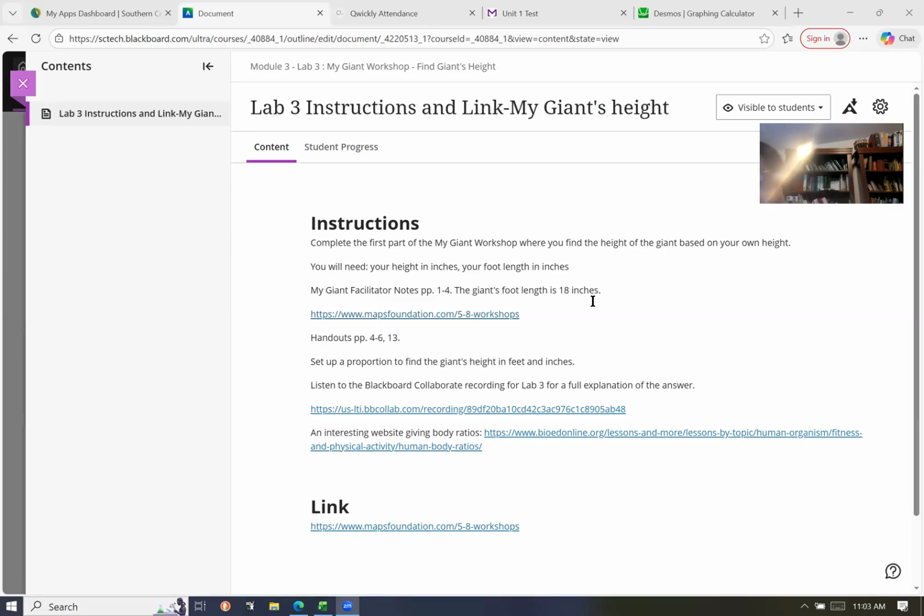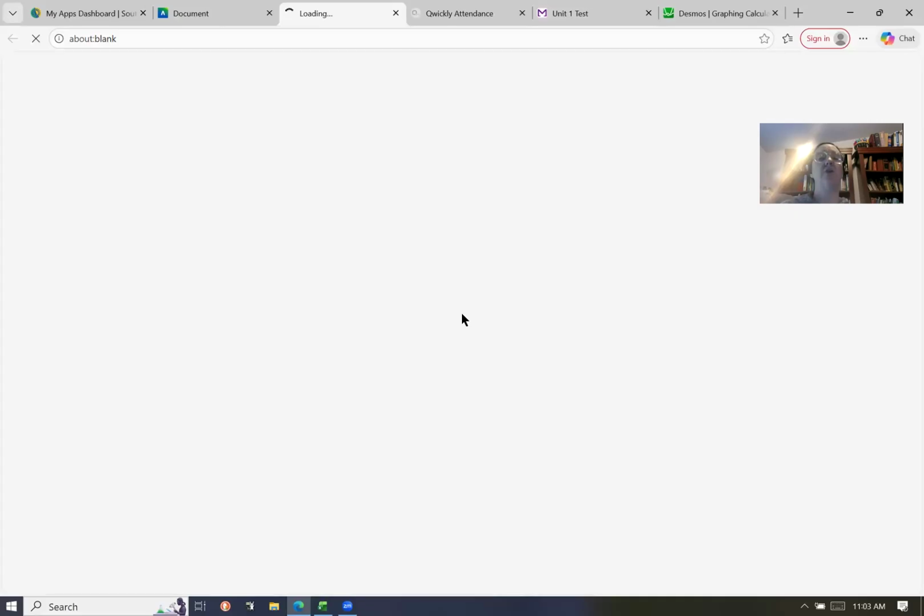So let me just pull out a ruler so I can show you. So right here, I have 6 inches. So we would need 3 of these would be the length of that giant's foot. Okay, so let's go in here to the task.